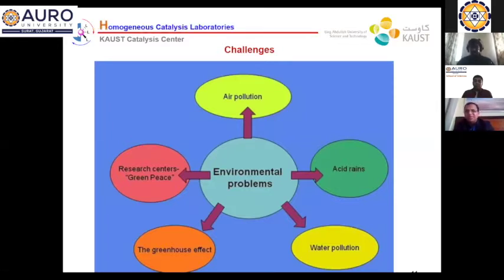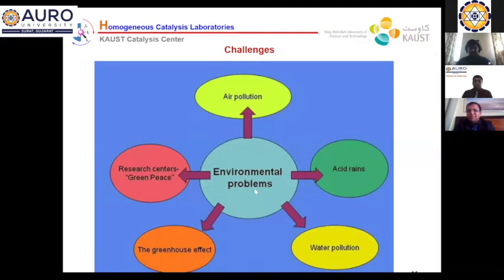Most of the challenges are environmental problems, as we all know, because there are many vehicles on the road and they create a lot of pollution. These are the 5 types of problems we are facing right now: air pollution, acid rain, water pollution, the greenhouse effect, and others. I'm going to talk a little bit about the greenhouse effect.